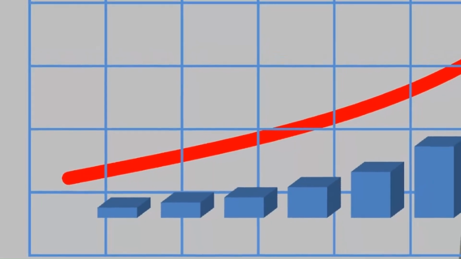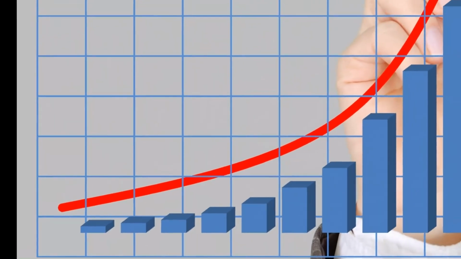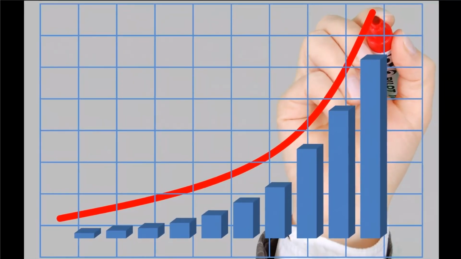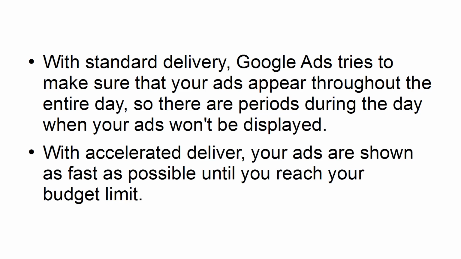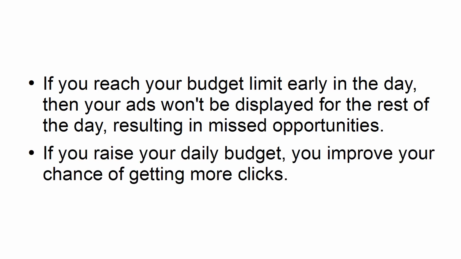One of the most straightforward ways to get more clicks from your Google Ads campaign is to increase your budget. Google Ads works by calculating how often to show your ads based on the delivery method you've chosen. With standard delivery, Google Ads tries to make sure that your ads appear throughout the entire day, so there are periods during the day when your ads won't be displayed. With accelerated delivery, your ads are shown as fast as possible until you reach your budget limit. If you reach your budget limit early in the day, then your ads won't be displayed for the rest of the day, resulting in missed opportunities. If you raise your daily budget, you improve your chance of getting more clicks.